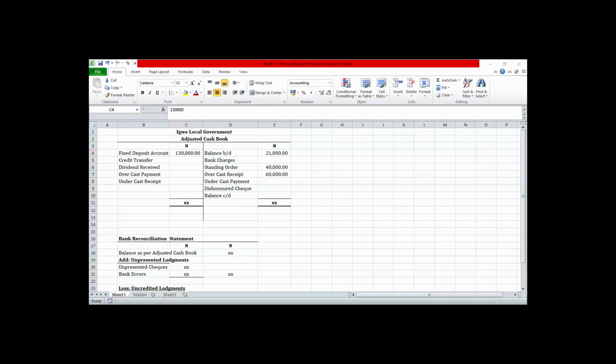Bank charges of 1,100 shown in the bank statement had not been entered into the cash book. 1,100 bank charges. All other transactions will not appear. I remove them.